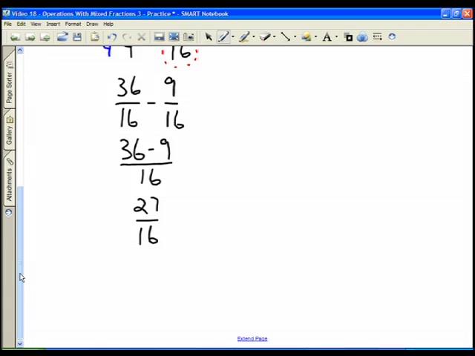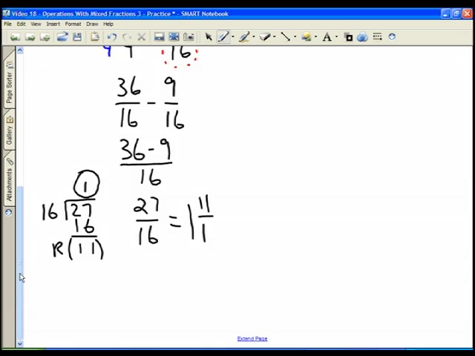And if we convert that to a mixed number, we know that 16 goes into 27 one time, and we're left with a remainder of 11. And so 27/16 would be the same as 1 whole, and, which means plus, 11/16. So that is the answer to the first practice problem.